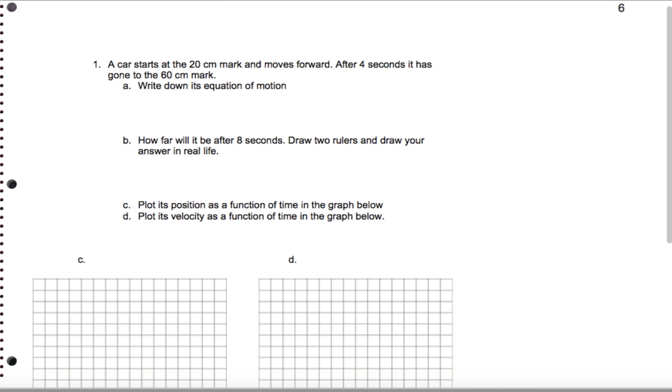All right, page number 3. We got a car starting at the 20 centimeter mark and it moves forward. After 4 seconds, it's gone to the 60 centimeter mark. We want to write down its equation of motion.